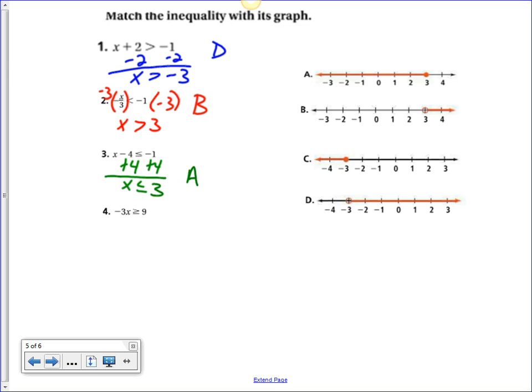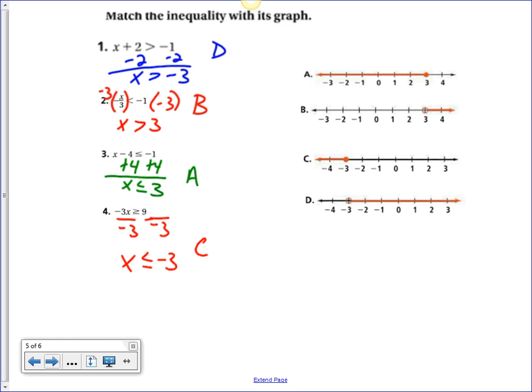And for the last one, you should have divided both sides by a negative 3, and you would have x is less than or equal to a negative 3. And why did we switch the inequality? That's because we divided both sides by a negative. So if you divide both sides by a negative, you get x is less than or equal to negative 3, which would be letter C.